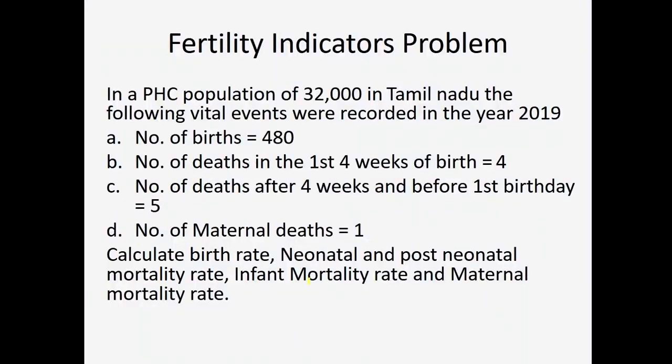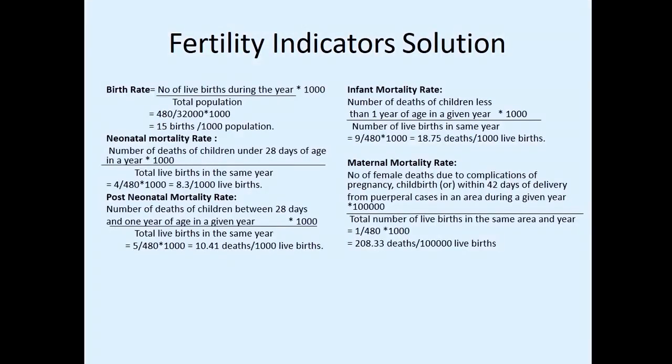Fertility indicators problem. In a population of 32,000 in Tamil Nadu, the following vital events were recorded in the year 2019. Number of births is equal to 480. Number of deaths in the first 4 weeks of birth is equal to 4. Number of deaths after 4 weeks is equal to 5. So we need to draw this timeline properly, and maternal deaths is equal to 1. So calculate birth rate, neonatal and post neonatal mortality rate, infant mortality rate, and maternal mortality rate.